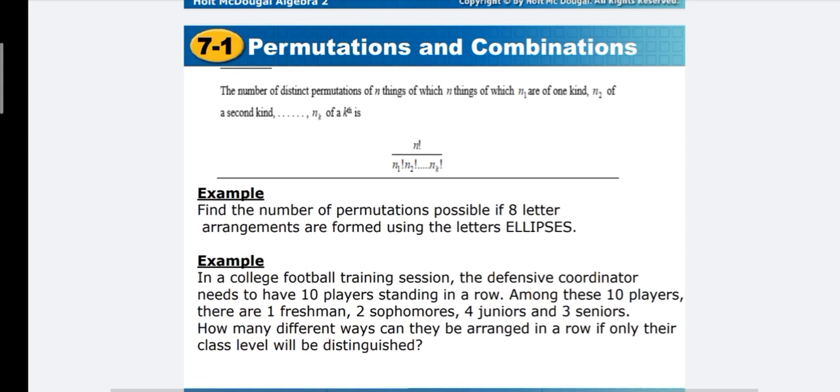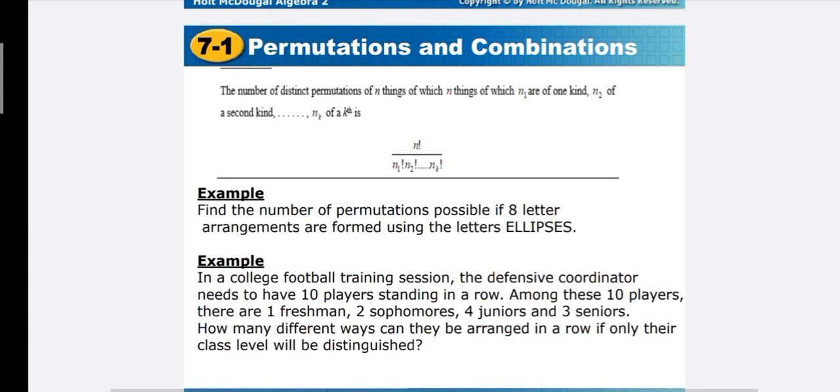The second example, in a college football training session, the defensive coordinator needs to have 10 players standing in a row. Okay, among these 10 players, there are 1 freshman, 2 sophomore, 4 junior and 3 senior. How many different ways can be arranged in a row if only their class level will be distinguished? Okay, so dia nak susunkan dalam row. Okay, arrange in a row all of these 10 players.